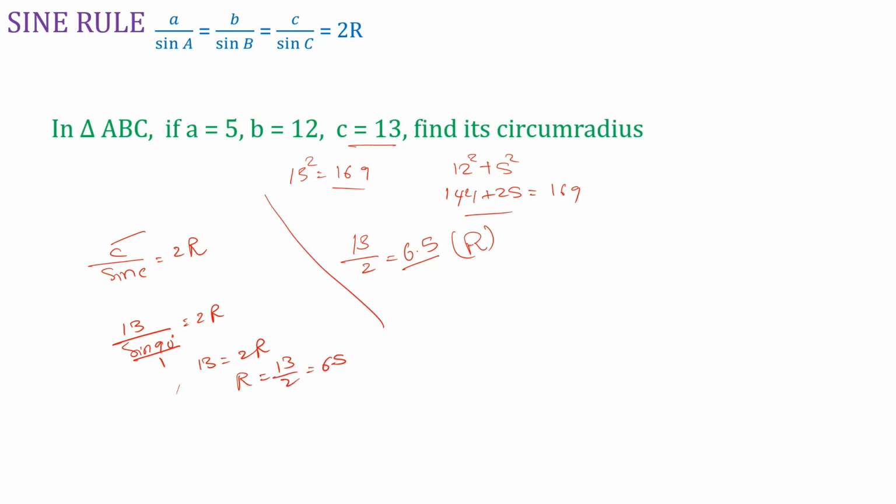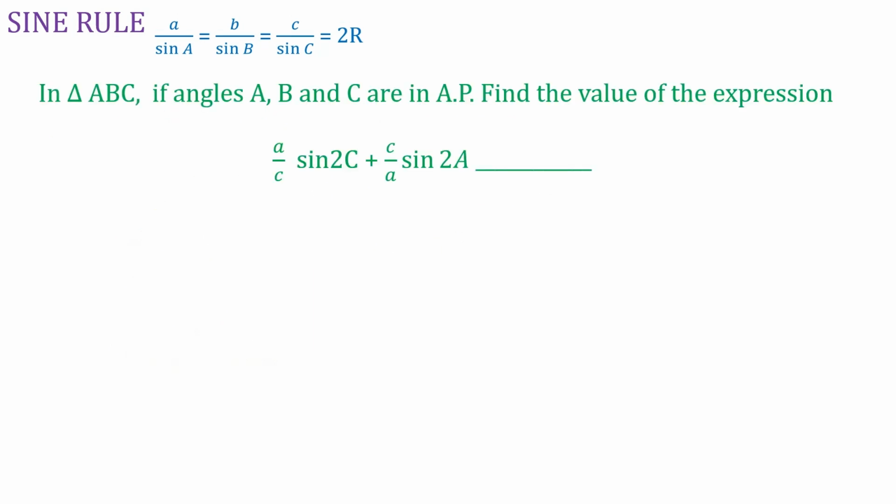You can analyze this in any one of these ways. Coming to the next one, in triangle ABC, if the angles are in AP, find the value of the given expression. Here, when the angles are in AP, we have to understand that the middle angle would be 60 degrees.